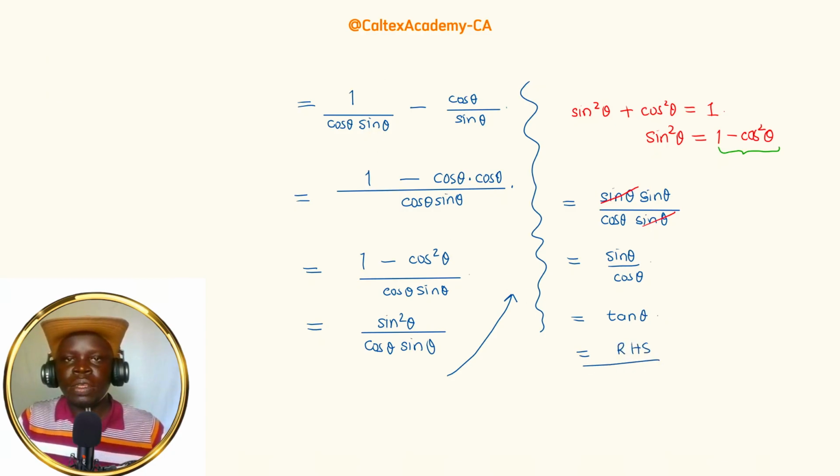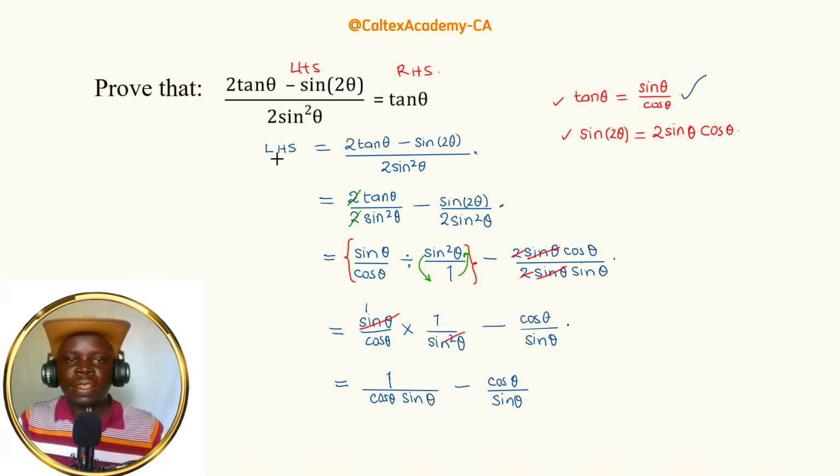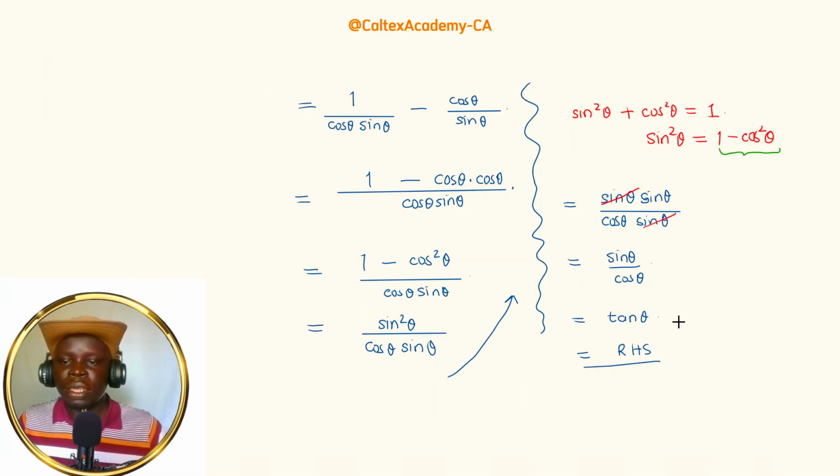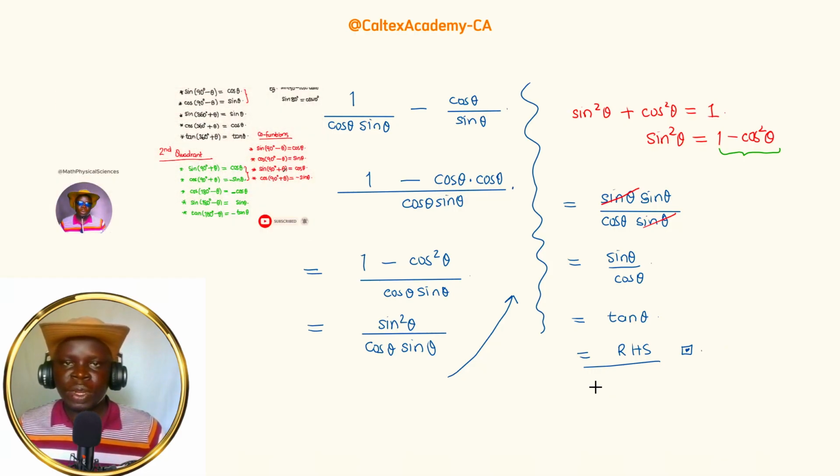Since we selected the left hand side for our proof, we have simply gotten our right hand side, exactly tan theta. Hence, we have just proved it because the question is asking us to prove, and this is how we work that out. As I mentioned earlier on, you can go on and check the video that is popping on the screen here to get more of this kind of questions.